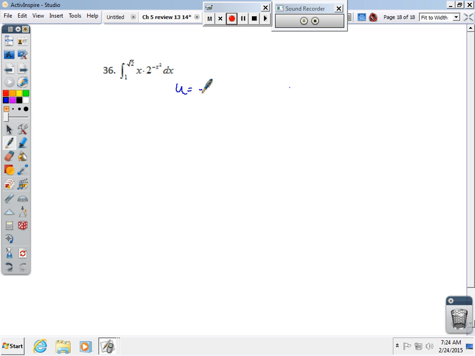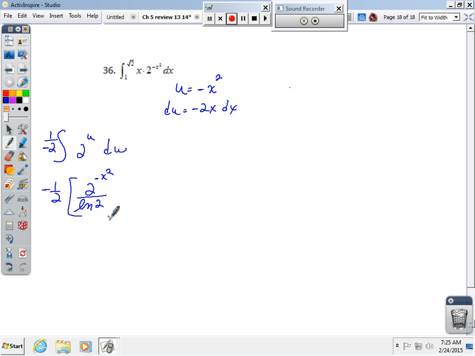So u is going to be equal to negative x squared. du is equal to negative 2x dx. Bring out the negative 2, so when I rewrite this integral, it's going to be negative 2 to the u du. Oops, that's going to be a 1/2, sorry, 1/2. So it's going to be negative 1/2 times the quantity a to the u, so 2 to the negative x squared over the ln of a, which is the ln of 2. And I'll evaluate that from 1 to root 2.